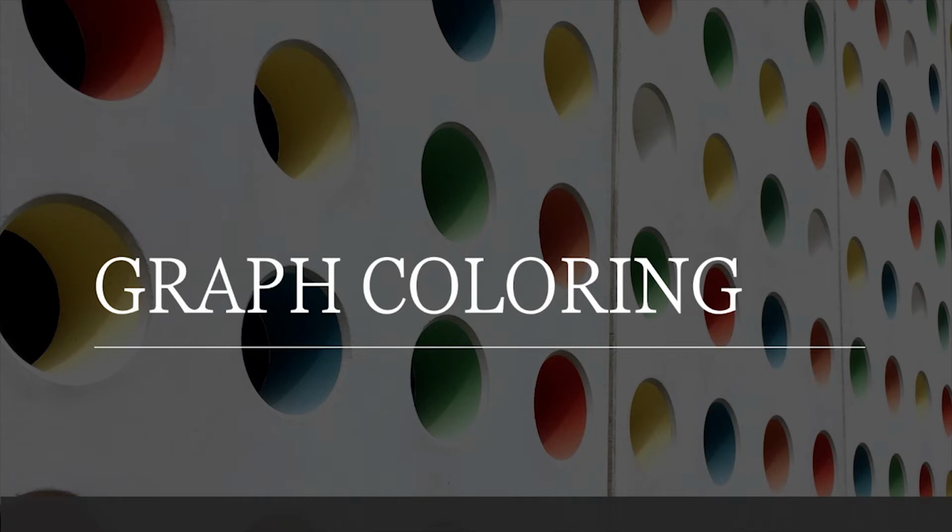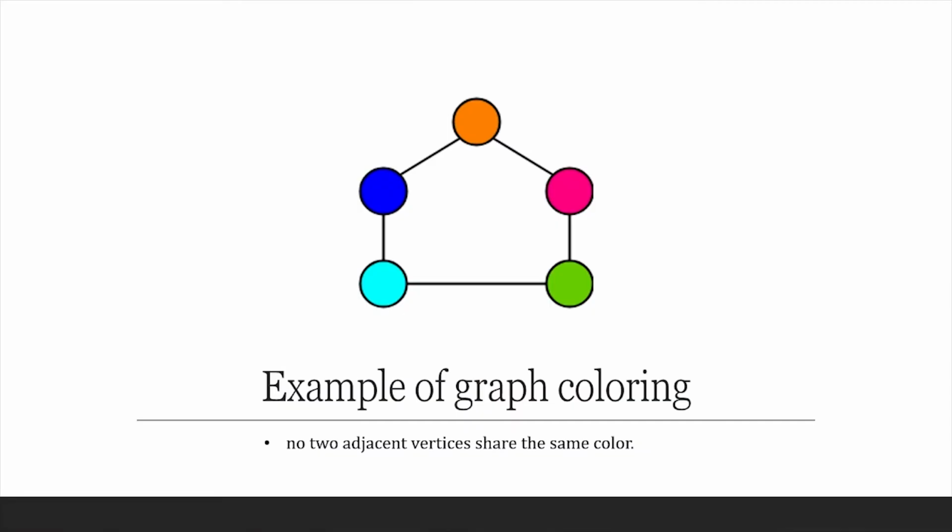What is graph coloring? A graph coloring is an assignment of labels called colors to the vertices of a graph such that no two adjacent vertices share the same color. Graph coloring is also called vertex coloring, or it can also be called a properly colored graph. Here, I show an example of graph coloring.